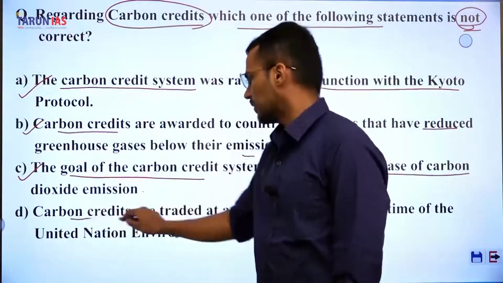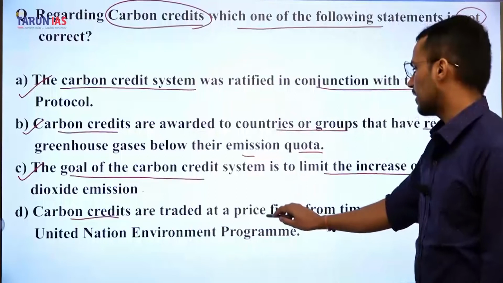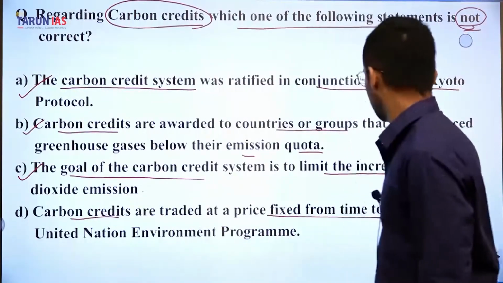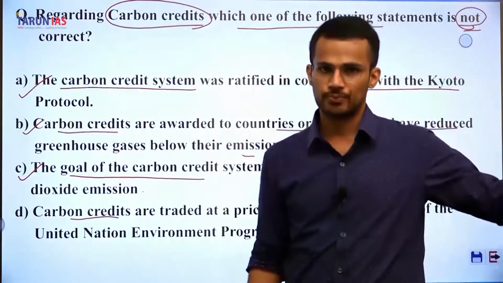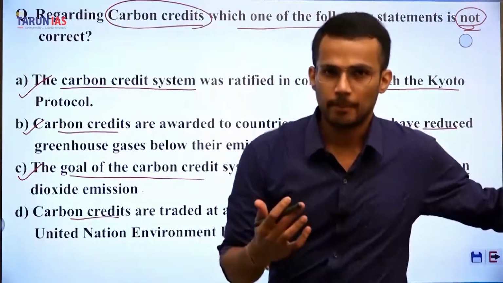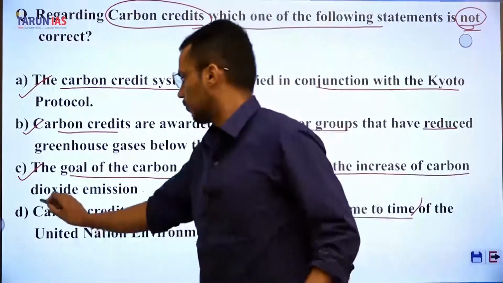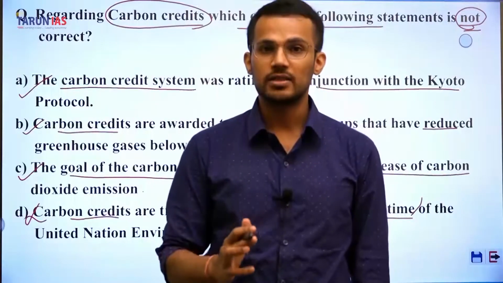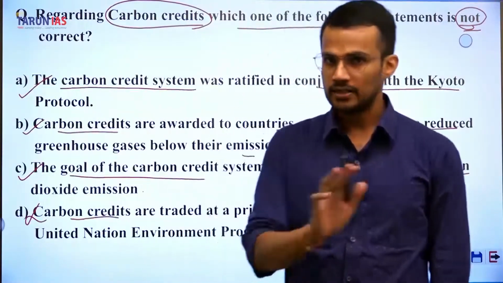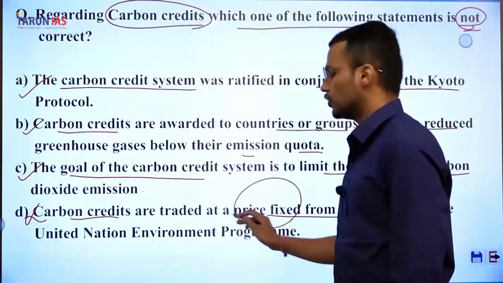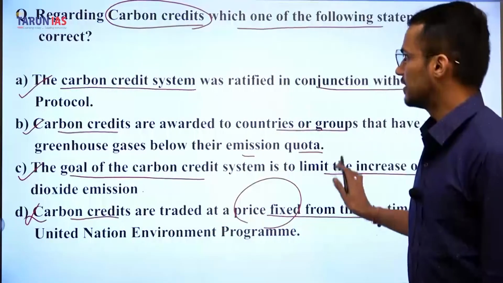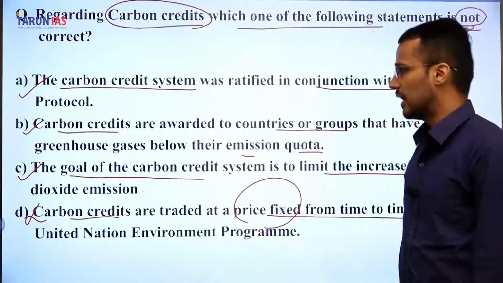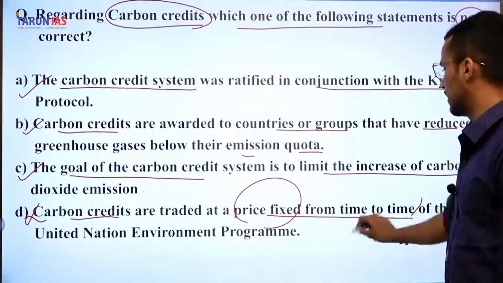Option D, carbon credits are traded at a price fixed from time to time by the United Nations Environment Program, right? But this statement is incorrect. Why? Because the prices of carbon credits are based upon demand and supply. They are not at all fixed by UNEP, and hence the statement which is incorrect for carbon credits is D, and that's why answer of this question is D.